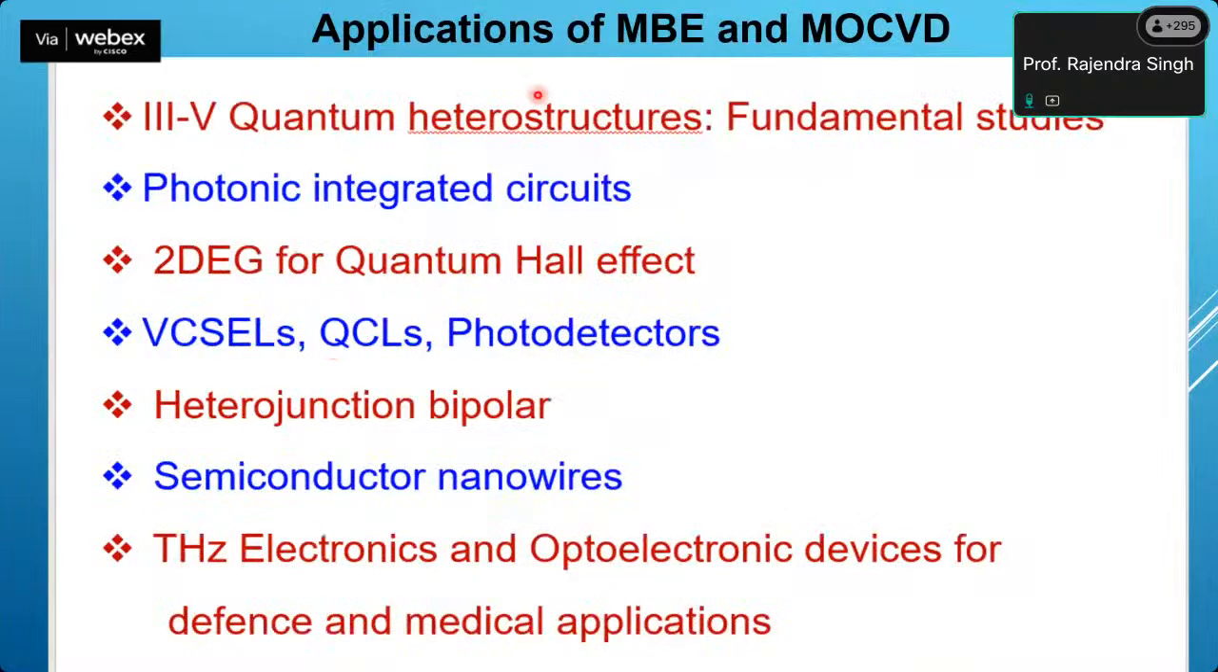So the applications of MBE and MOCVD. Apart from the quantum devices, I have given you examples of two quantum devices, single photon emitter and single photon avalanche detector, but they can also be used for other kinds of quantum devices like photonic integrated circuit devices, two-dimensional electron gas for studying quantum Hall effect, and quantum cascade lasers, heterojunction bipolar transistors, terahertz electronics and optoelectronic devices, for defense and medical application.